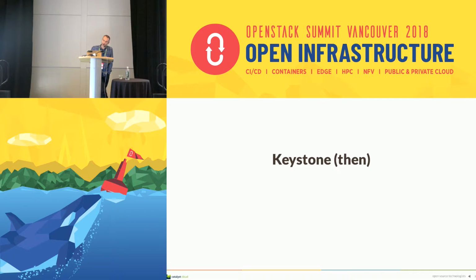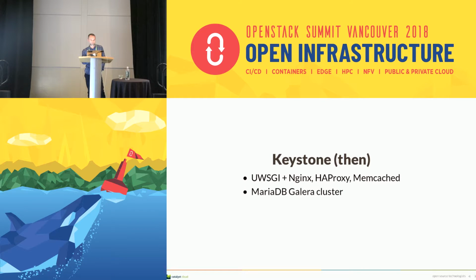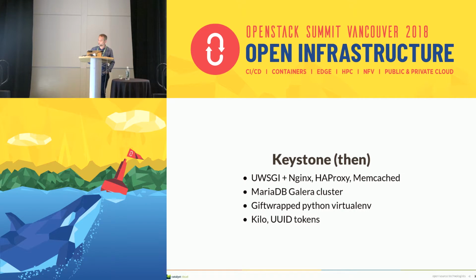So back then, our Keystone environment was pretty standard. uWSGI and Nginx on the API nodes, receiving calls from the front-end proxies and passing them off to memcached before resorting to the Galera cluster at the back. Keystone itself was deployed via gift-wrapped Python virtual environments. And yes, back then our Keystone was Kilo with UUID tokens. More on that later.